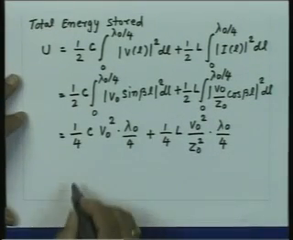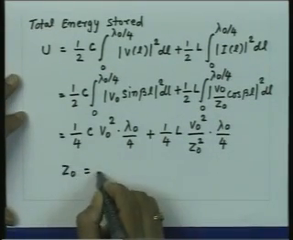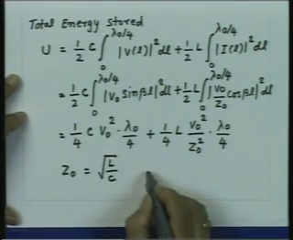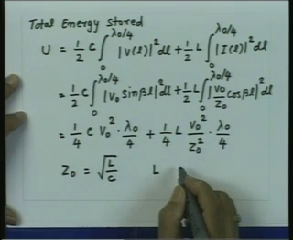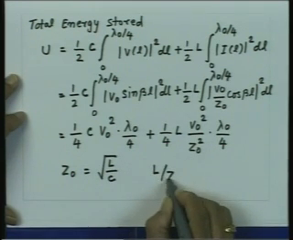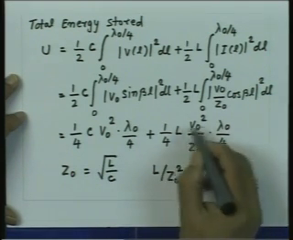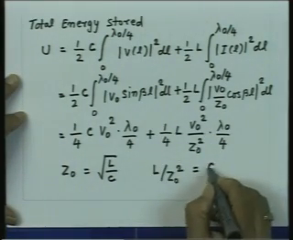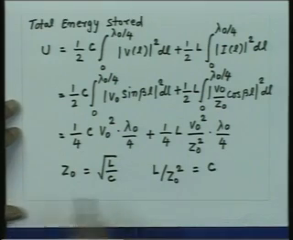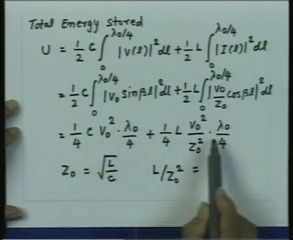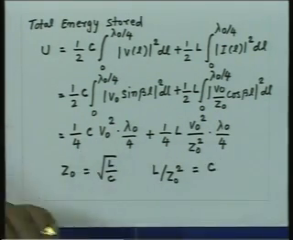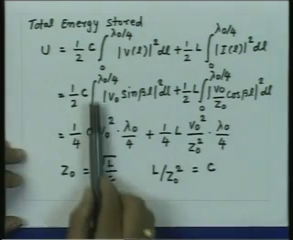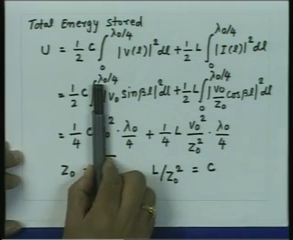Now, since Z naught we know is square root of L upon C, the quantity L upon Z naught square is nothing but C. So, what we find is that these two terms are equal. What that means is that the energy stored in this resonant circuit is equally distributed into the capacitive energy and the inductive energy.